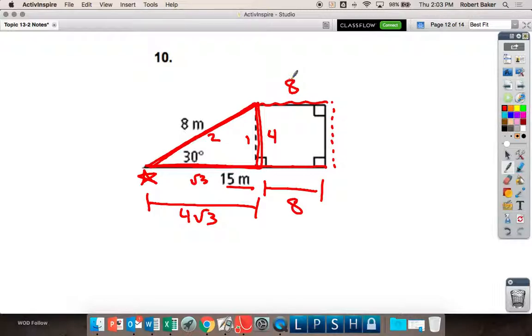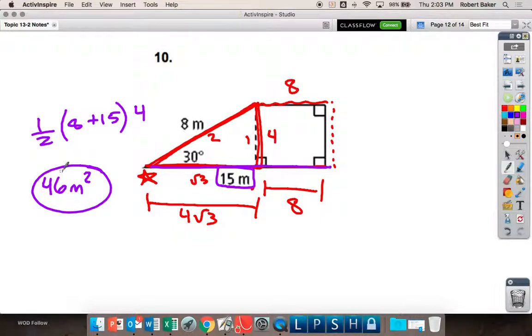Do I have everything I need to find the area? Yes. Yeah, I do. 1/2 base 1. 8 plus. Well, the top is 8. How big is the bottom? 15. How tall is it? 4. So it's 1/2 of 8 plus 15 times 4. Or 46 meters squared.